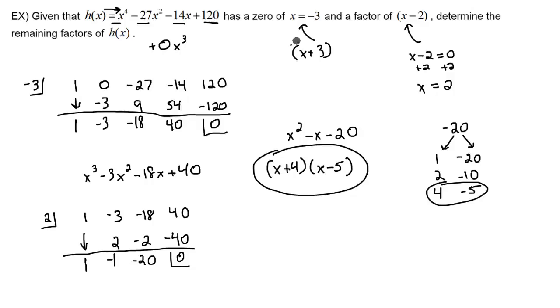So I have two factors here. This is my third and this is my fourth. So I have a total of 4 factors for my polynomial.